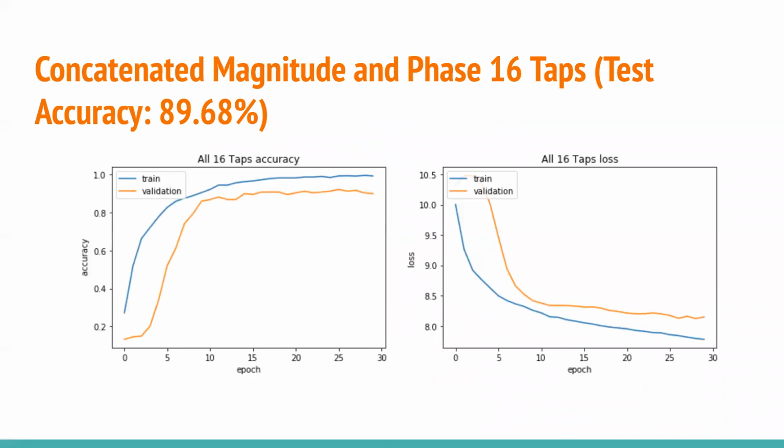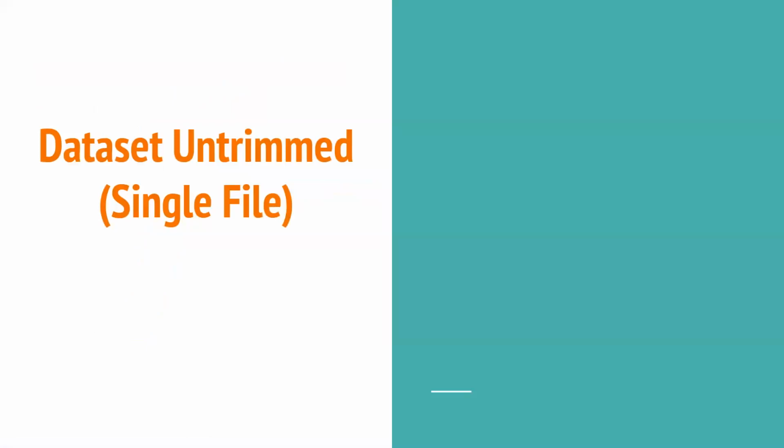Finally, when we concatenated both magnitude and phase to get 16 tabs, the test accuracy is 89.68%. And these are the corresponding accuracy and loss plots. Notice that the test accuracy is between that of magnitude 8 tabs and phase 8 tabs. This is a trend which will be observed later as well. Setting 2, untrimmed data from a single file.